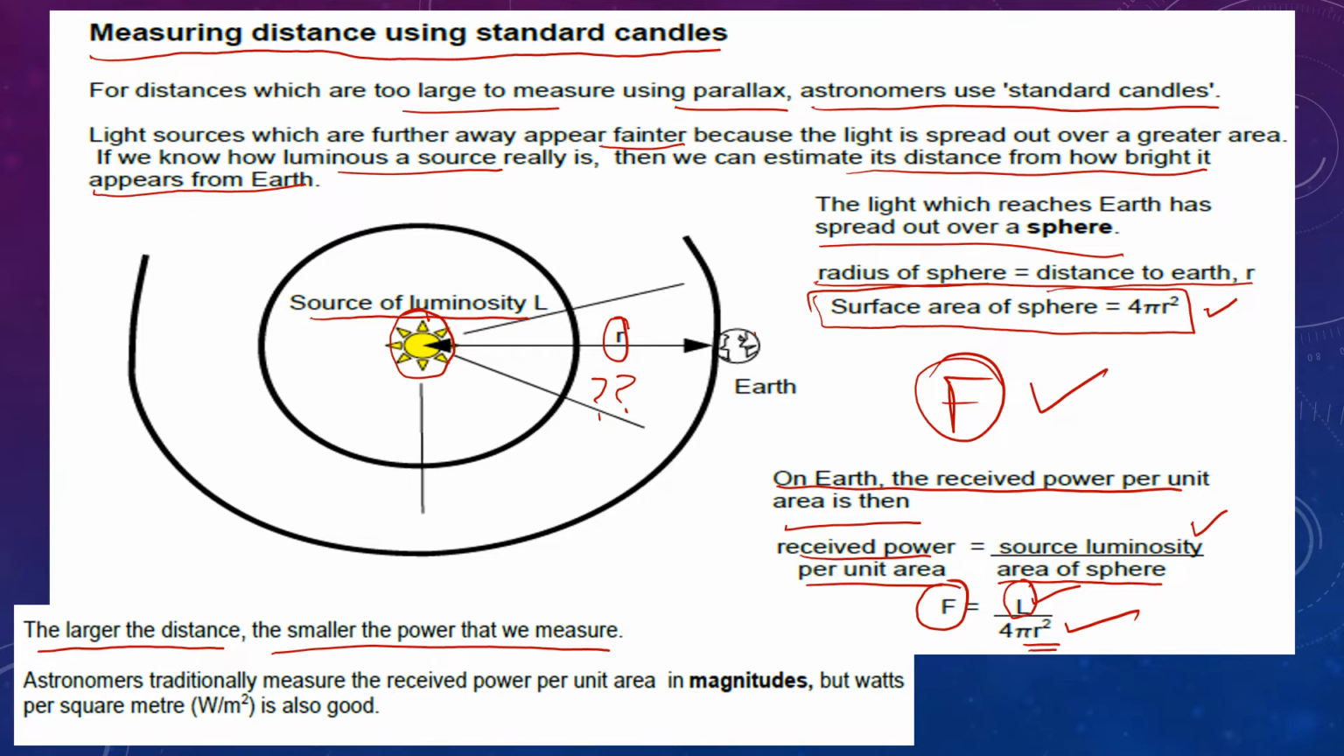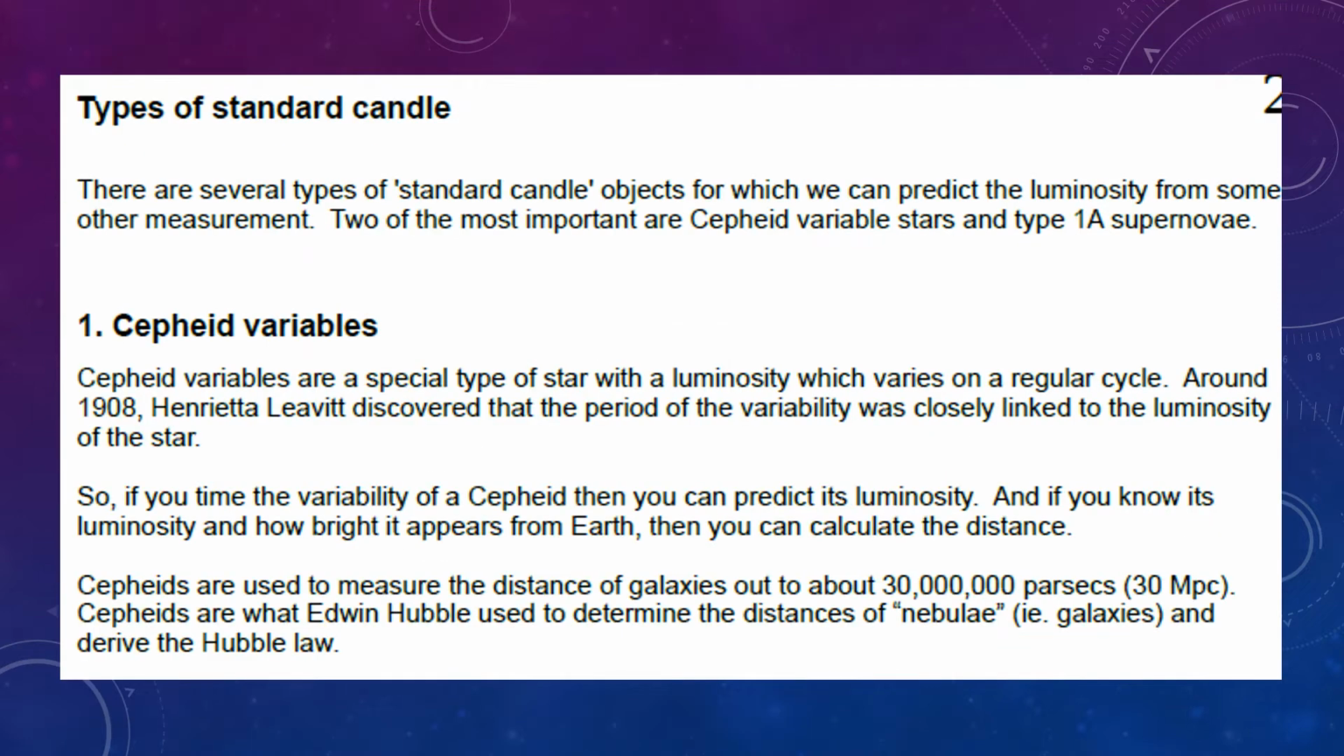Astronomers traditionally measure the received power per unit area in magnitudes, but the watt per meter square is also a good unit for this. Well, the type of standard candle. There are two types of standard candles that we use to measure the distance of the galaxies. The first one is Cepheid variables, and the second one is type 1A supernova. So these are the specific things.